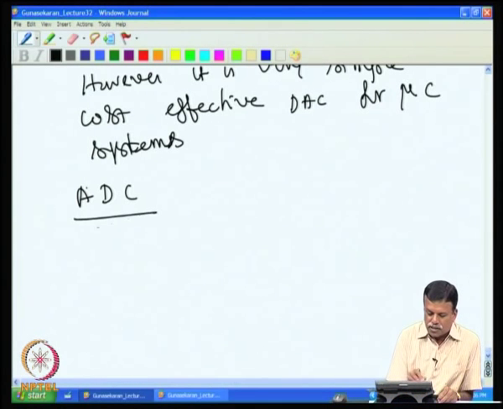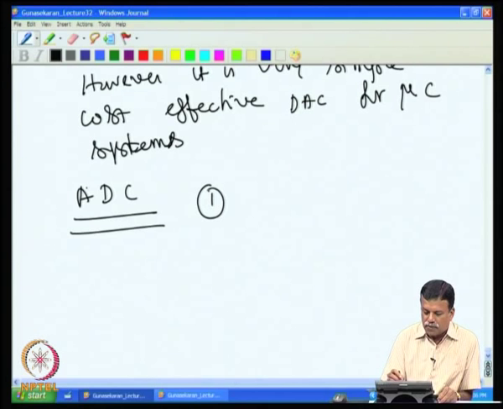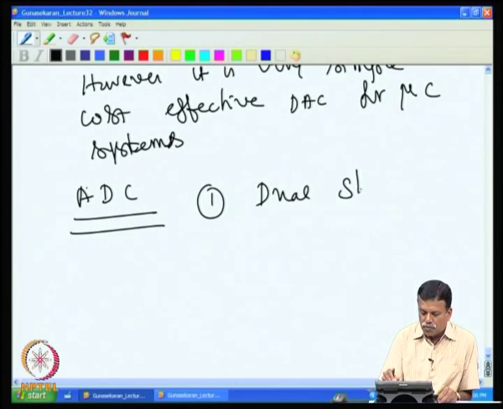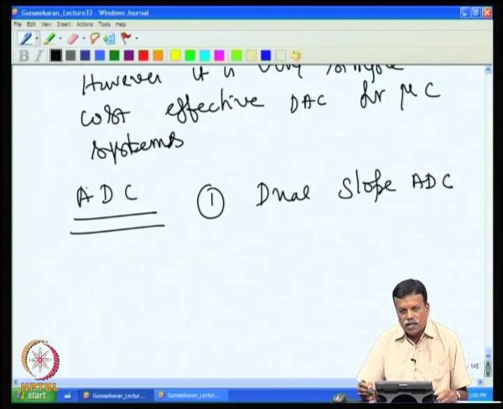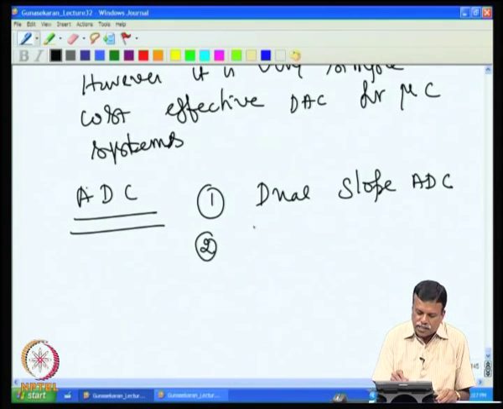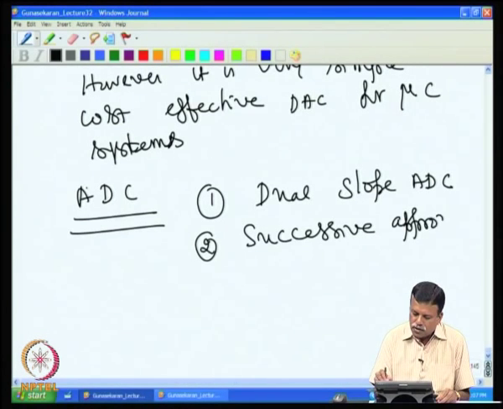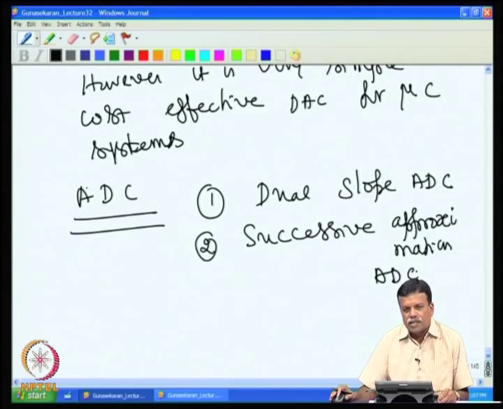Now, we will continue our discussion on AD converters, because there are a few more AD converters that are to be discussed. Earlier we discussed two AD converters. One is the dual slope ADC or single slope ADC in the microcontroller environment. Generally they are called charge controlled AD converters or slope AD converters, or the second type of converter is the successive approximation AD converter. These two AD converters we have discussed, and some of the applications also we have discussed.